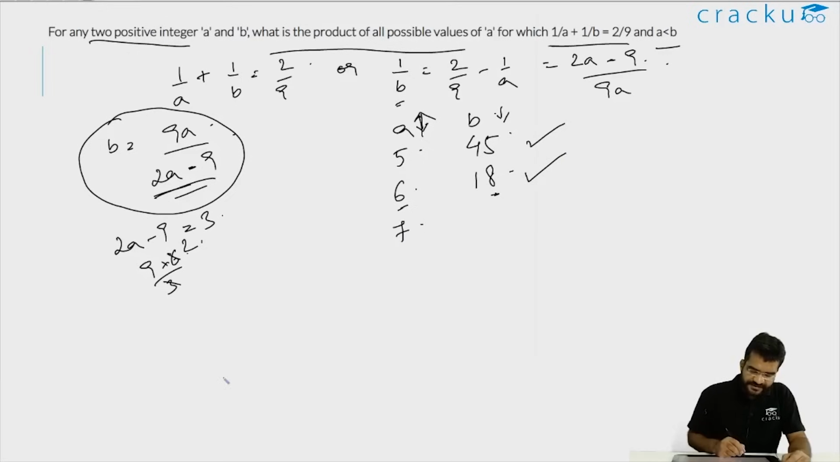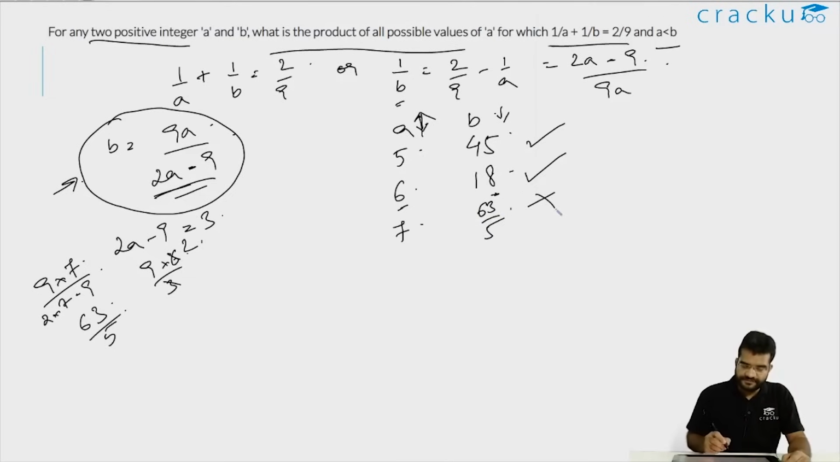When a is equal to 7, the value of b will become 9 into 7 by 2 into 7 minus 9. We are just substituting the value of 7 in the given equation. So this will be 63 by 2 into 7 is 14, 14 minus 9 is 5. So the value of b will become 63 by 5. This is not an integer, so this is not a valid solution. The next number will be when a is equal to 8 and the value of b will be 9 into 8 by 2 into 8 minus 9. So the numerator is 72 and the denominator is 2 into 8, that is 16 minus 9, that is 7. 72 by 7 again is not a positive integer, so this is also not valid.